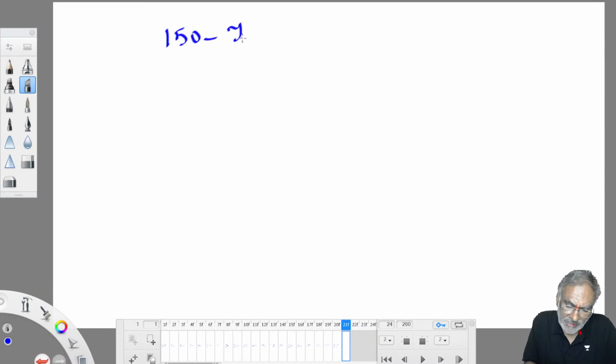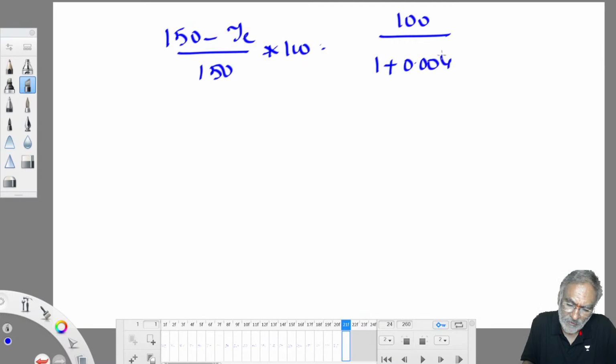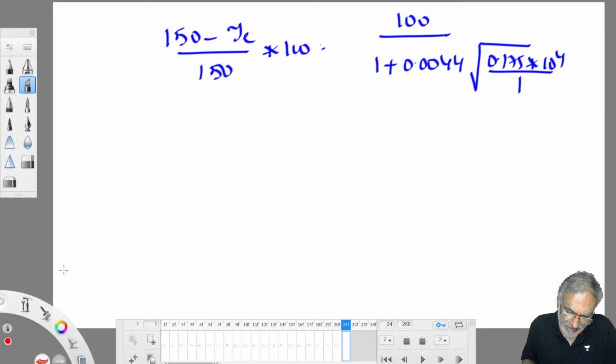So 150 minus YE by 150 into 100 is equal to 100 by 1 plus 0.0044 into root of 0.175 into 10 power 4. Q into YI by V value, F is 1. That's all. Therefore 100 gets cancelled. Then find out YE. The only unknown is YE. Come on, work out.